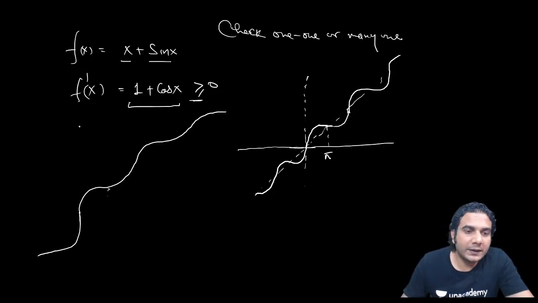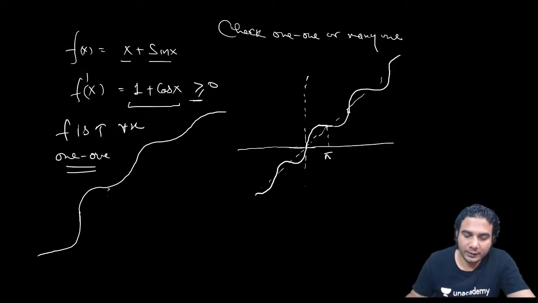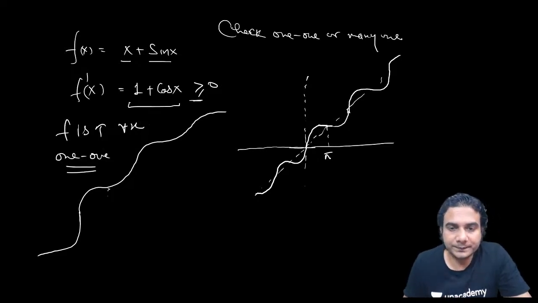That means f is always increasing for all x. So it is one-one, a one-one type of mapping. So I hope you have got it.